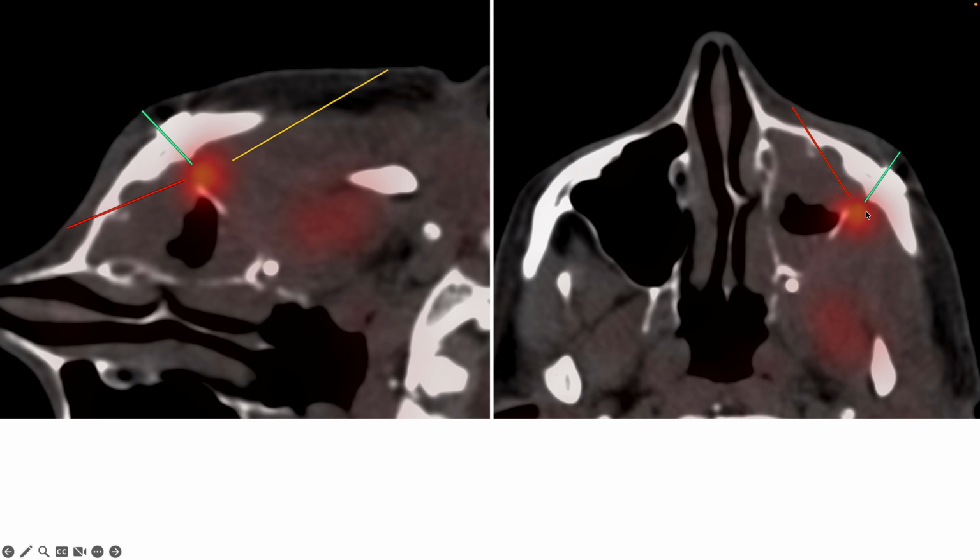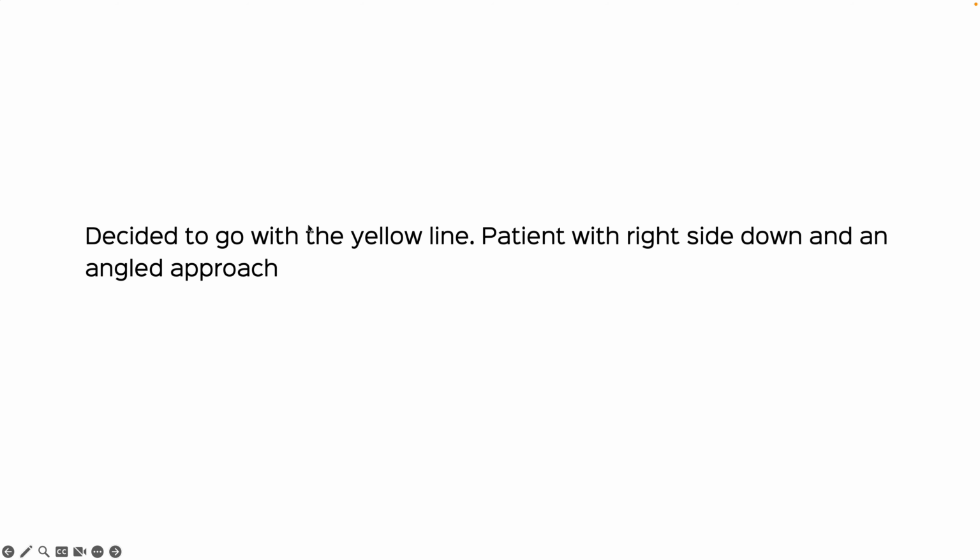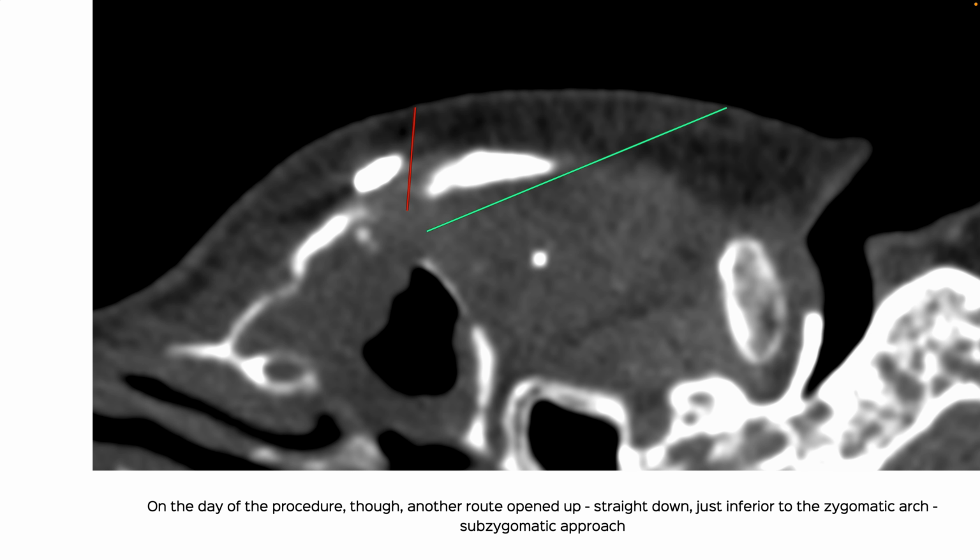But when I was thinking about it, I realized that if I just placed the patient right side down, there was a nice angled approach that I would be able to take to biopsy this. And so this was the plan. Decided to go with this yellow line approach, and so the patient was right side down. I decided that this is how I would do it.